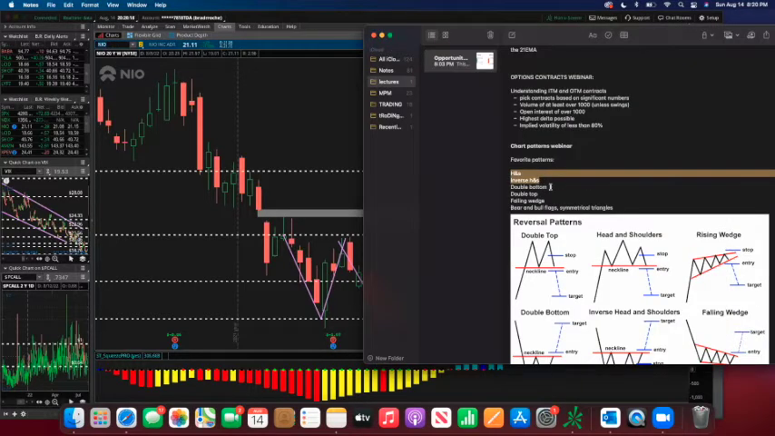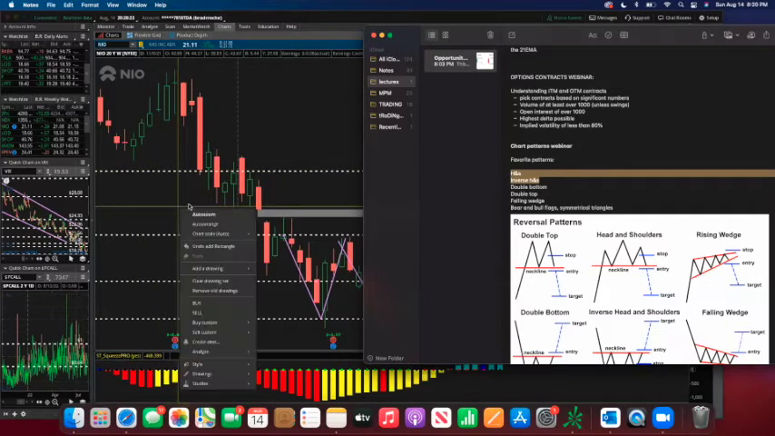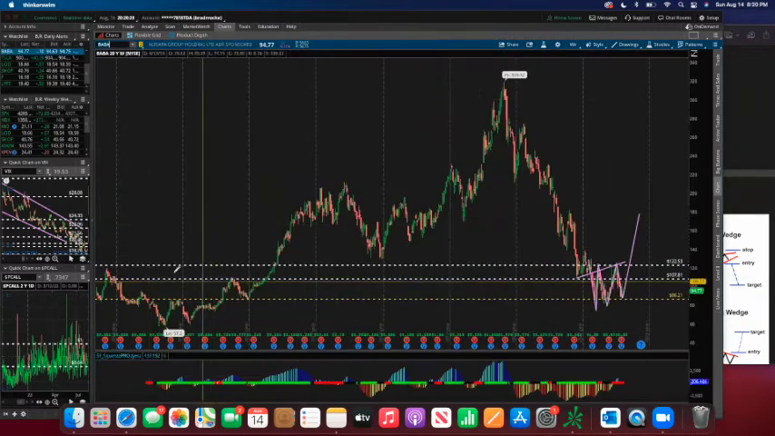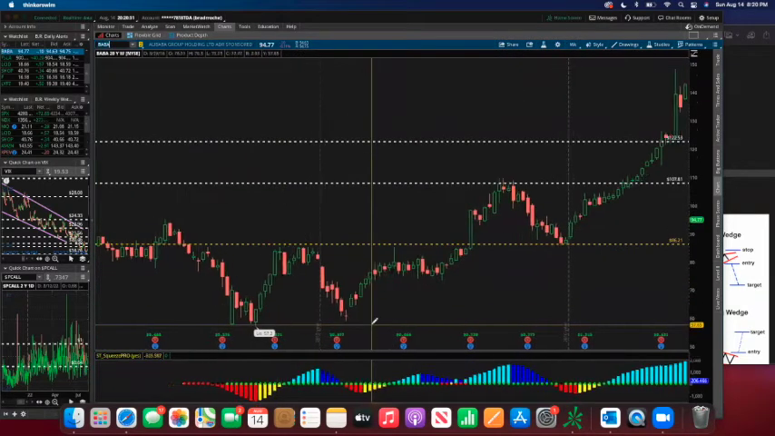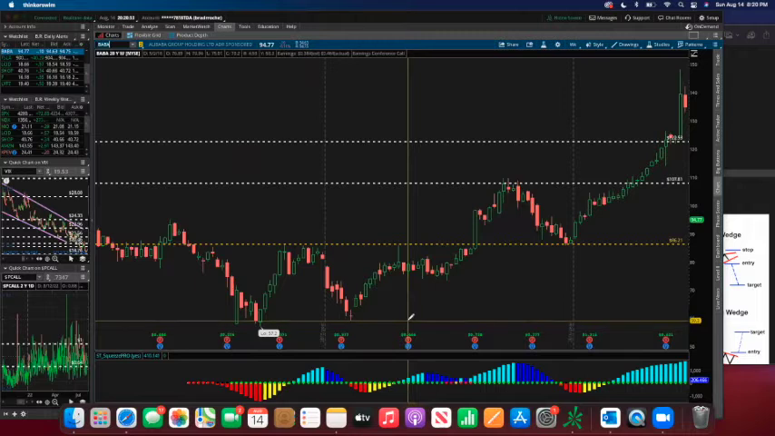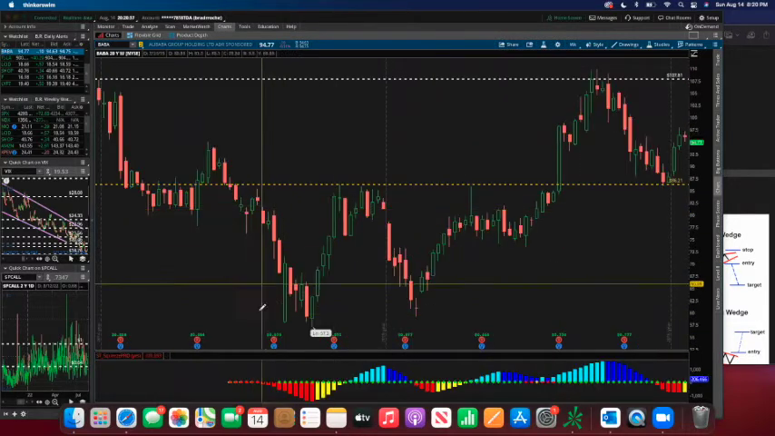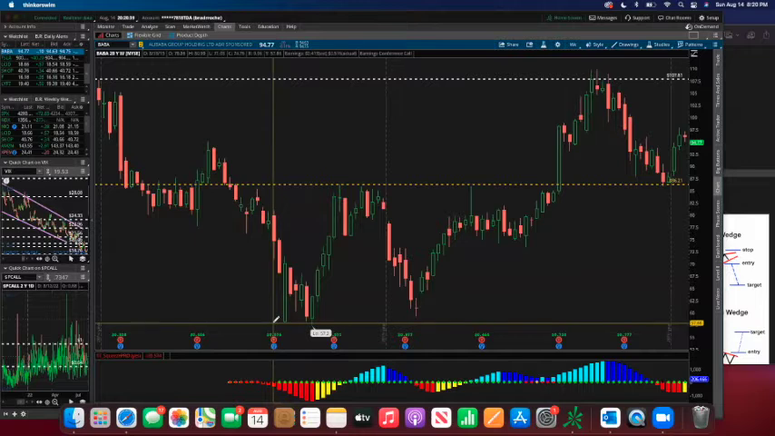So something I want to go over is a double bottom. A double bottom is an easy concept to understand because it just is. And I'll explain why. Okay, so the reason being is because, take a look at this. Okay, this is a perfect example of a double bottom.